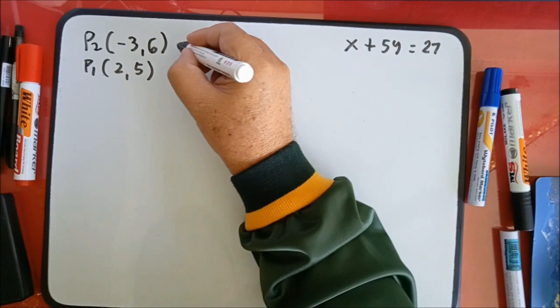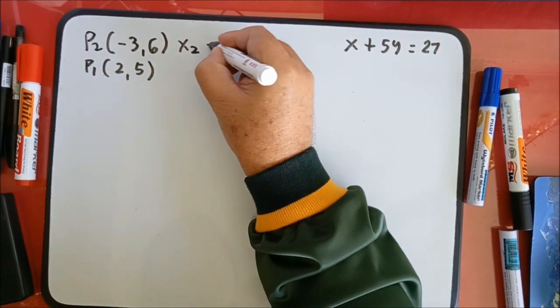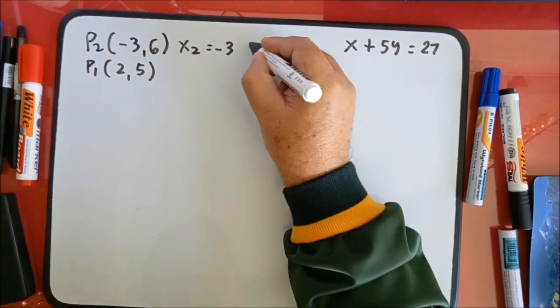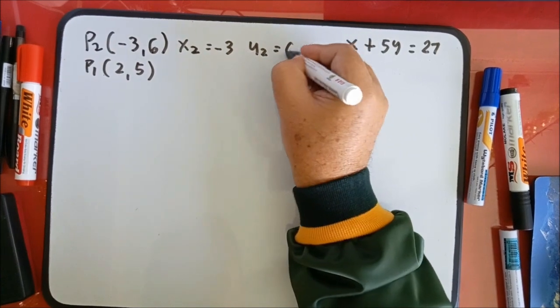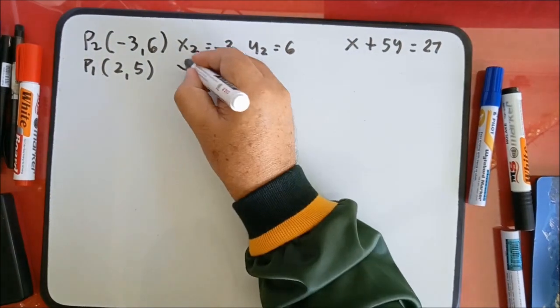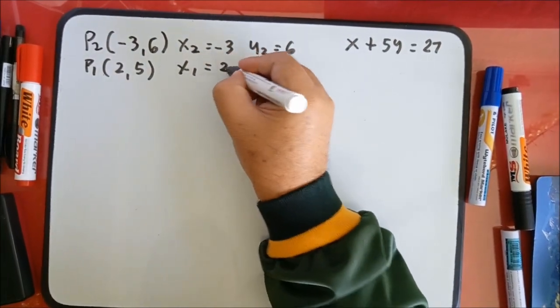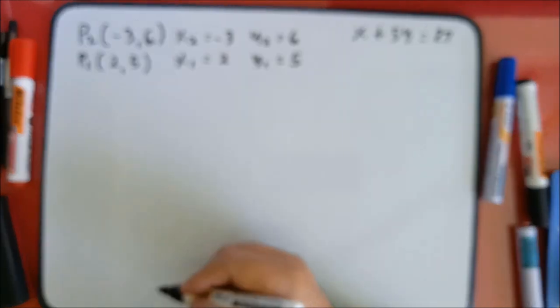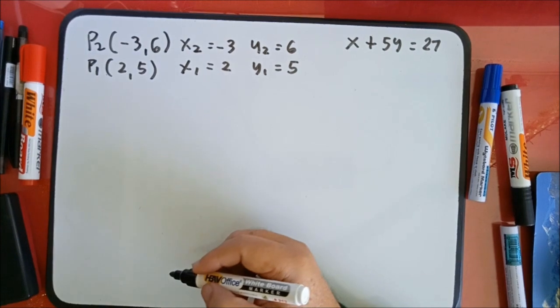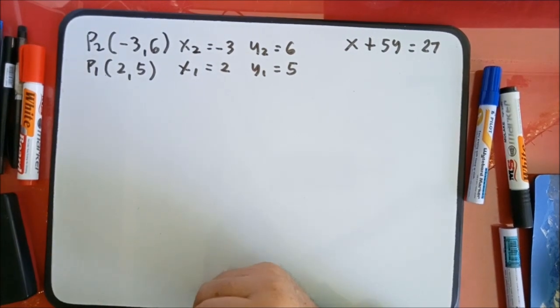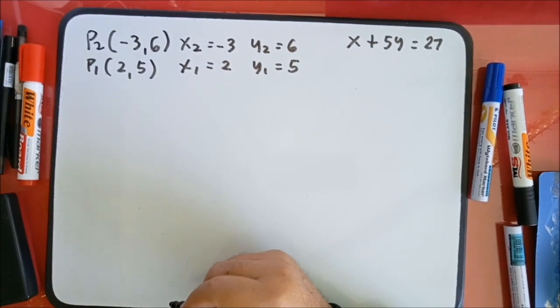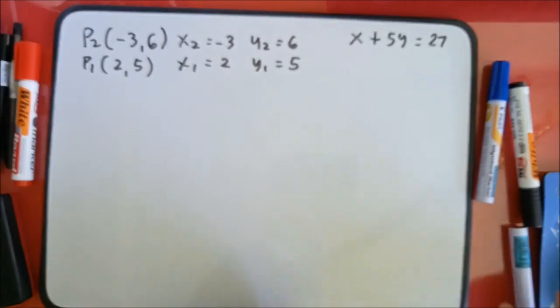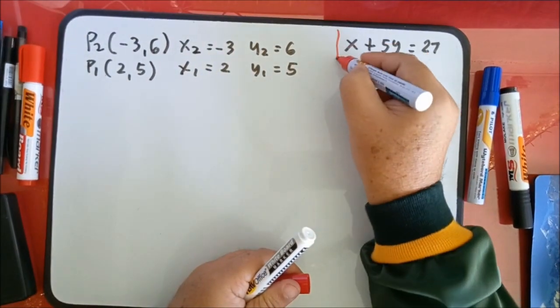Tingnan natin. So, this will be your x sub 2, negative 3, y sub 2, 6. X sub 1 is 2, y sub 1 is 5. Okay, nagkabaligtad. Haba-haba na ng computation mo tapos nagkabaligtad pala. Tingnan natin kung nagkamali ka. Kanina, ito yung sagot natin sa unang attempt natin, no?